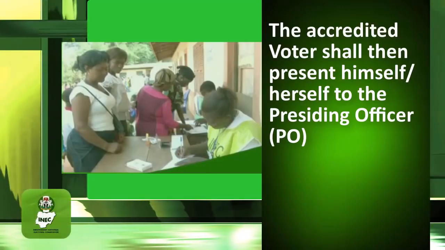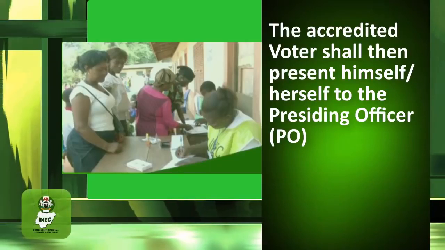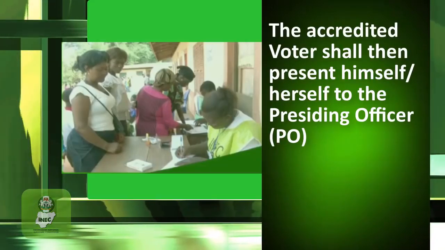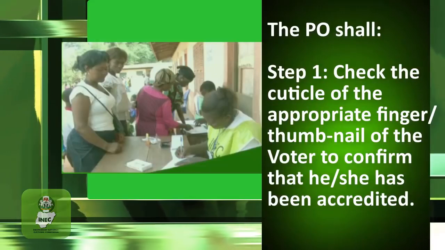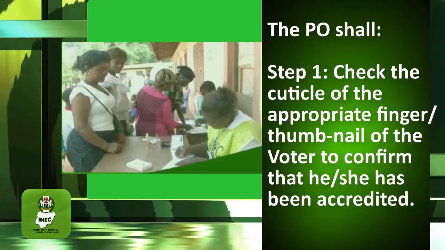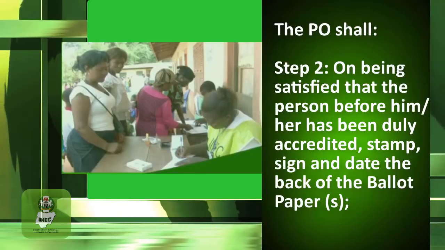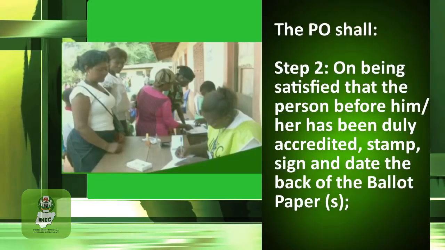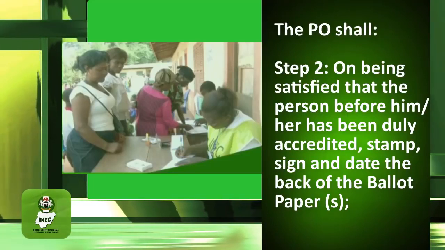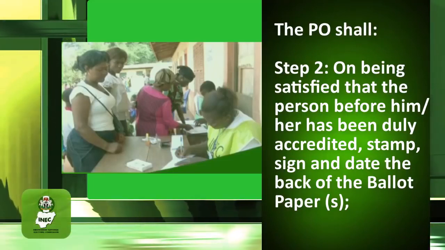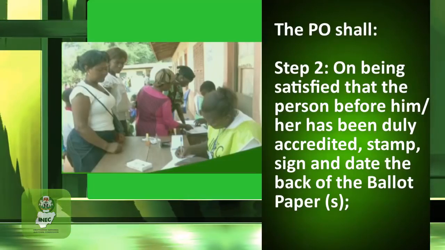The accredited voter shall then present himself or herself to the presiding officer, PO. The PO shall, Step 1, check the cuticle of the appropriate finger or thumbnail of the voter to confirm that he or she has been accredited. Step 2, on being satisfied that the person before him or her has been duly accredited, stamp, sign, and date the back of the ballot papers.